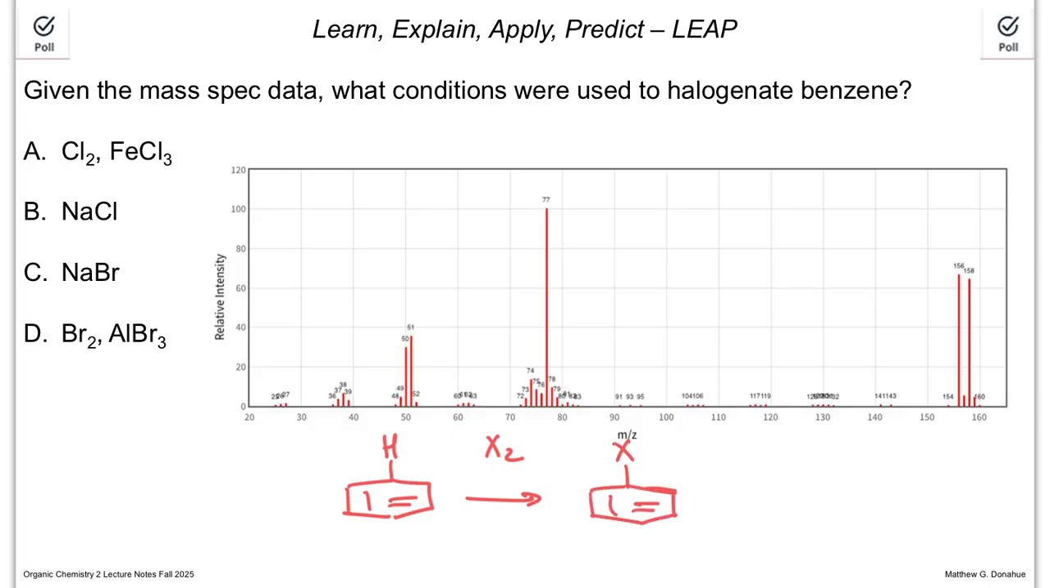So here's a question where we're taking benzene, we're treating it with some electrophile that's a halogen to get a monosubstituted benzene. Then you're given the mass spec data. There's kind of two ways you can figure out the answer for this. One of them is visually, the other is numerically. And so basically we want to know what conditions were used. Does anyone have a first guess?